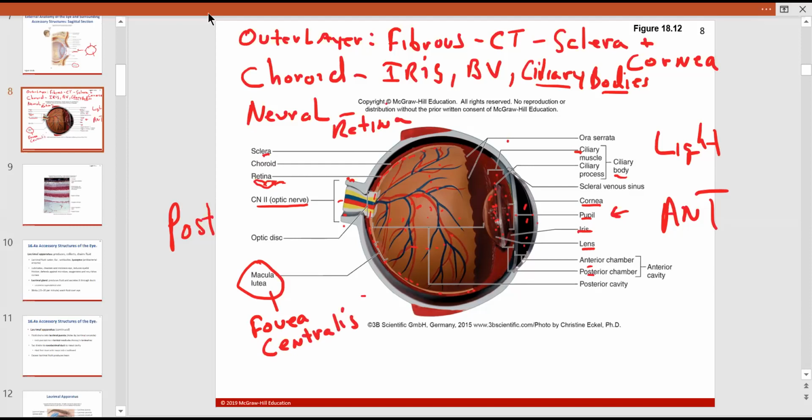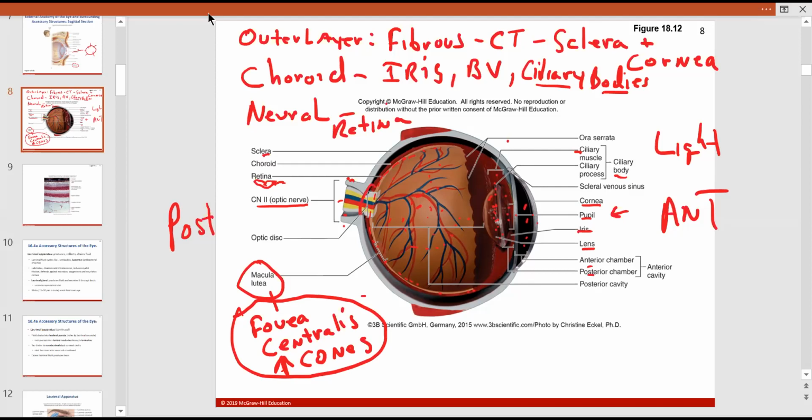And the fovea centralis is an area with a high population of cones. So we want that light refracted from the lens through the vitreous humor right onto the fovea centralis. That would be the best vision, the most acute vision, the most detailed vision, best to see different colors and be able to differentiate colors.